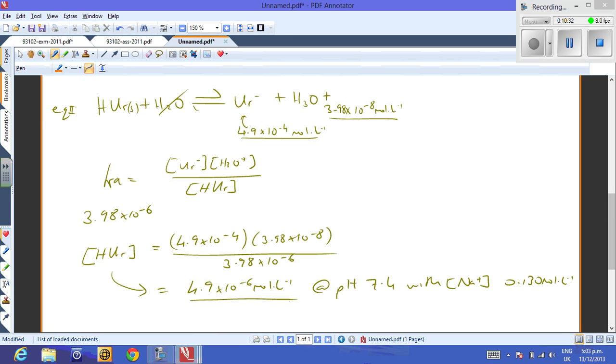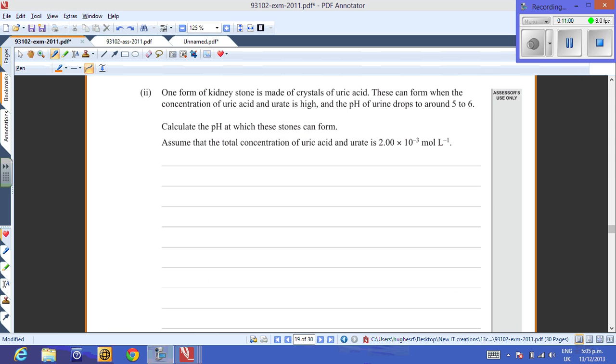So if we compare our number, which is this, to 5.00 by 10 to the minus 4 moles per liter, we can clearly see that the concentration of HUr, or uric acid, is less than its maximum solubility, so therefore you don't get any precipitation. So there'll be no precipitation. So that's the answer to question 4, part B, part 1.